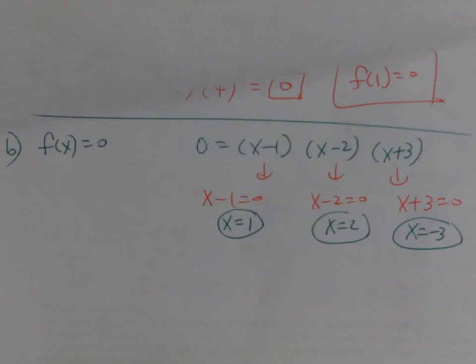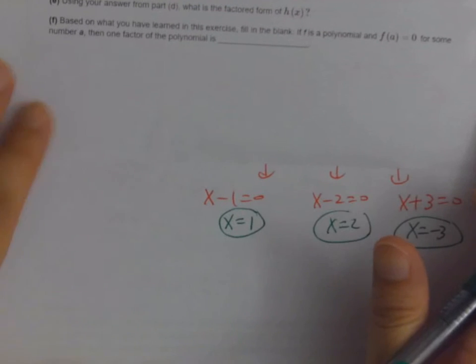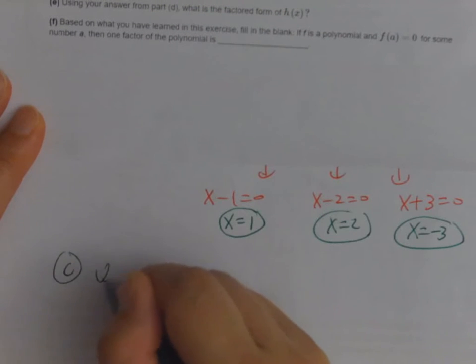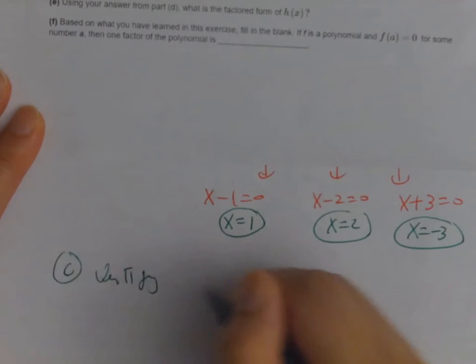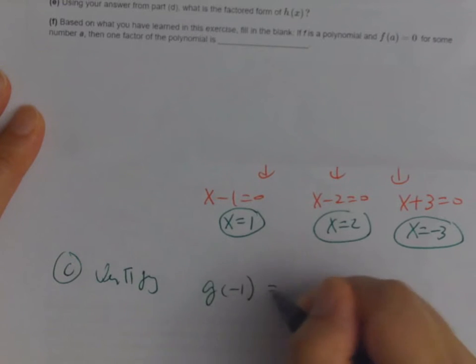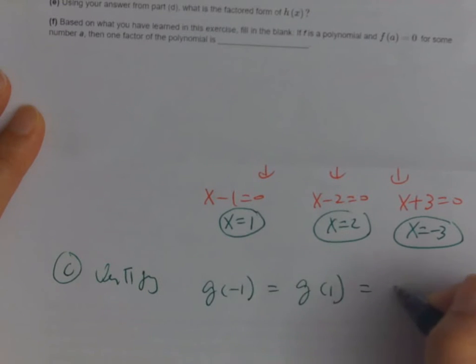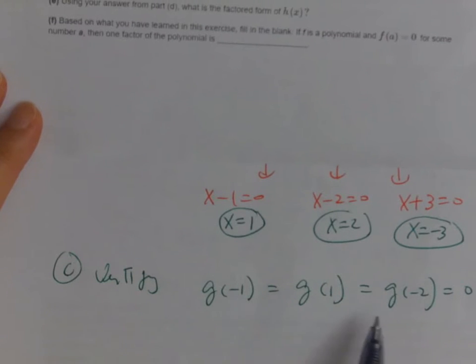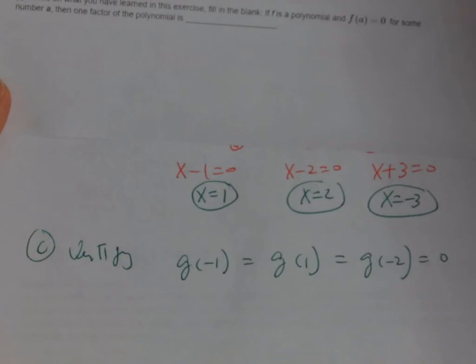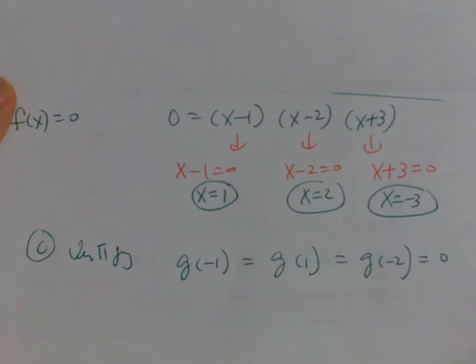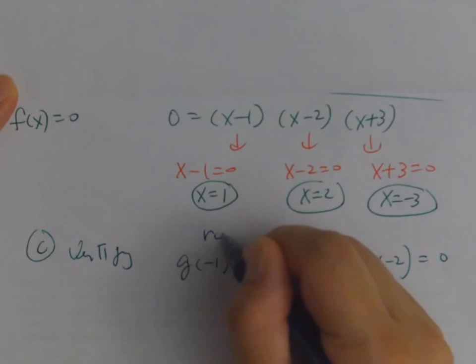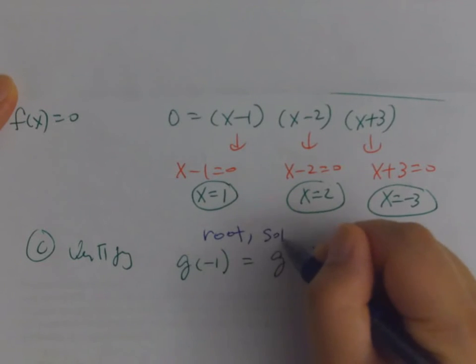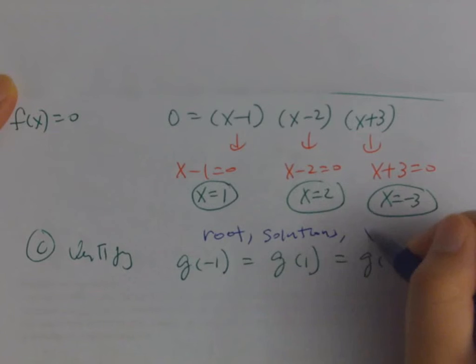C say they want you to verify g of -1 equal to g of 1 equal to g of -2 equal to 0. So if you plug in x equal to -1, x equal to 1, x equal to -2 to the g function, then it will end up with 0, meaning those three are your roots or solutions or x-intercepts.